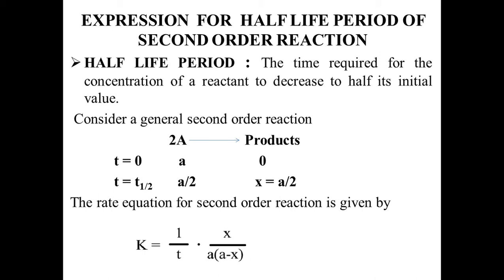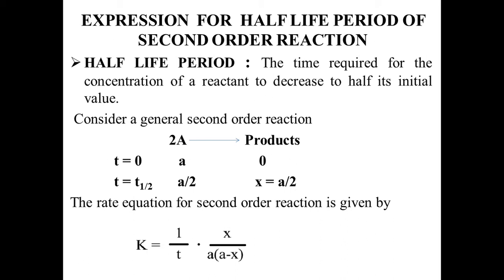What is half-life period? The time required for the concentration of a reactant to decrease to half its initial value is called the half-life period. Consider a general second order reaction, that is two A gives products. At time t equals 0, small a is the initial concentration of reactant A and the product is 0. After time interval t equals t half, half of the products will be formed, that is x is equal to a by 2. Then the remaining concentration of the reactant will be reduced to half, that is a by 2.